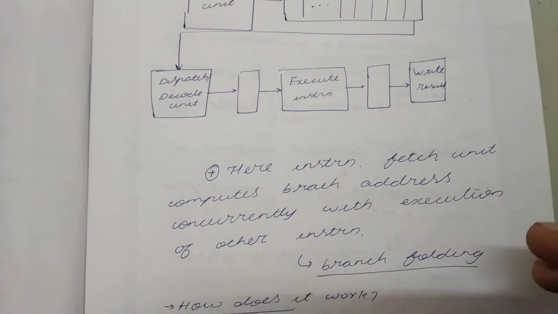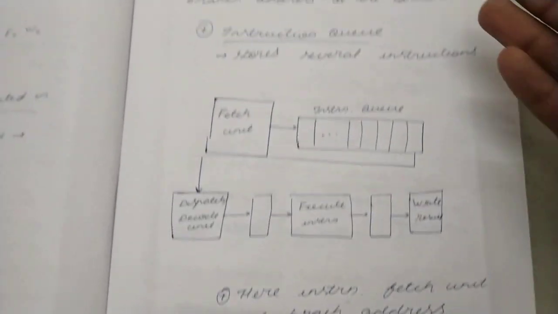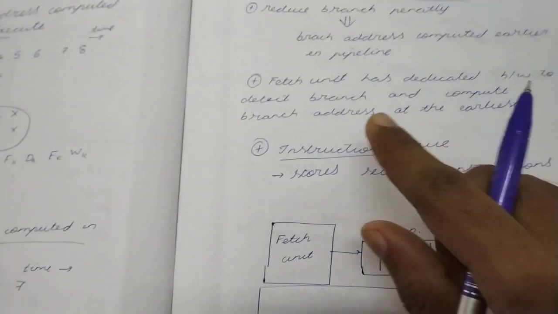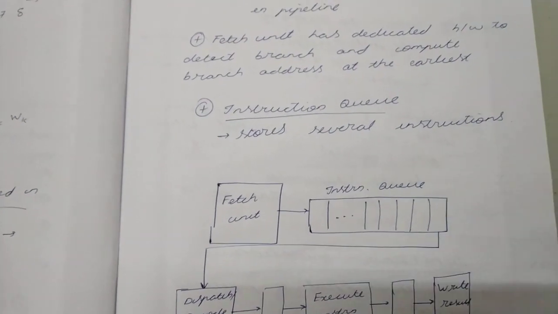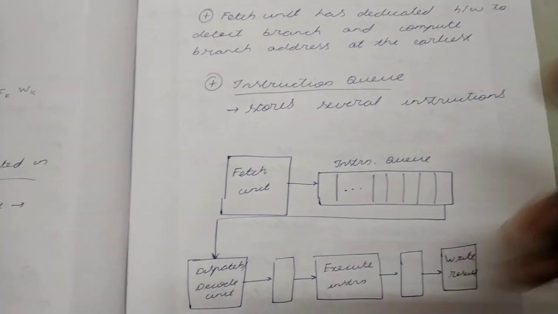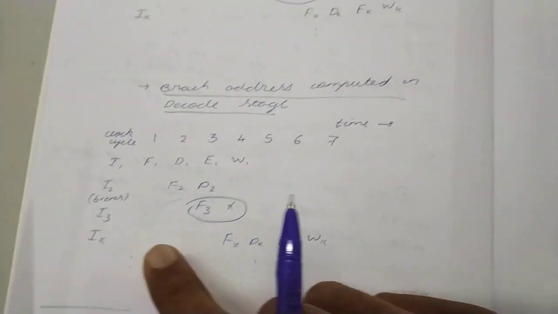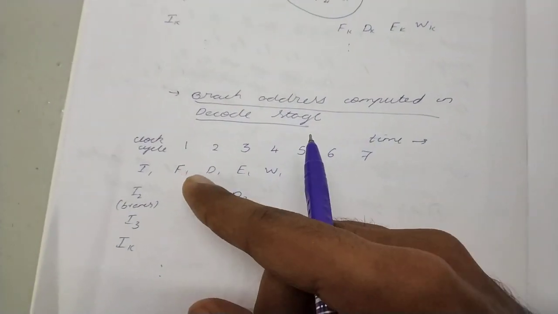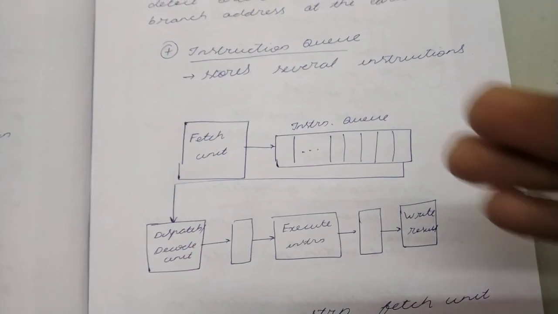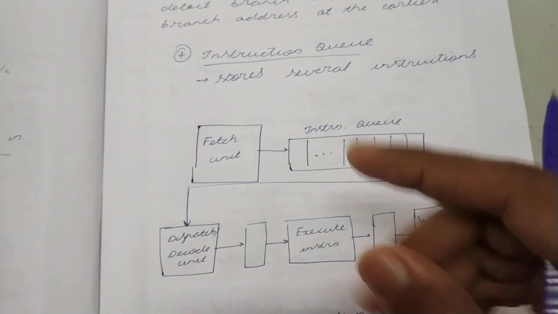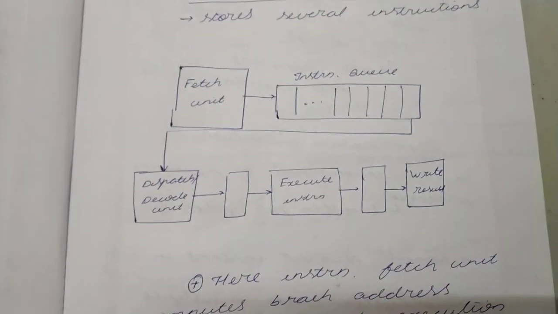Now the instruction fetch unit, as we said earlier, if there is a branch instruction, has the special hardware to detect that branch and compute the branch address in the fetch unit itself. So such problems will not happen. If I2 is the branch instruction, the next instruction that will be loaded will be Ik, because the fetch unit itself will know that it is a branch instruction. It will compute the branch address to which it has to jump, and the next instruction loaded will be Ik, not I3. So the pipeline stall will not happen.